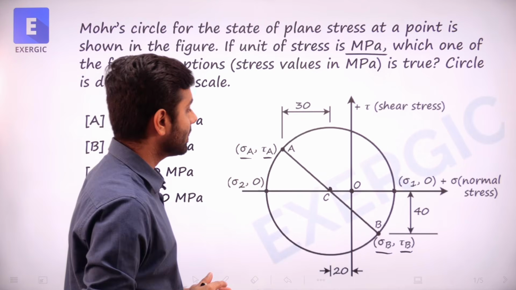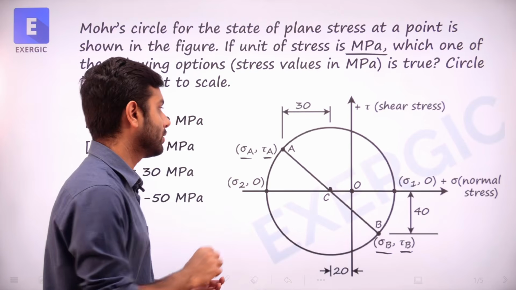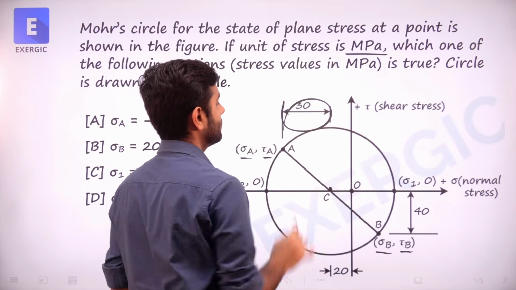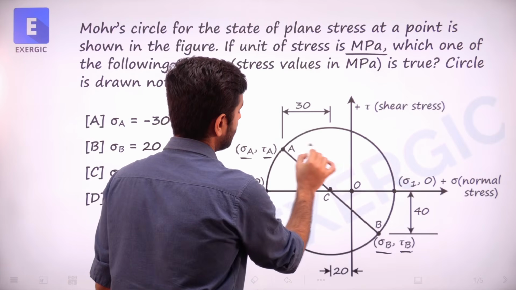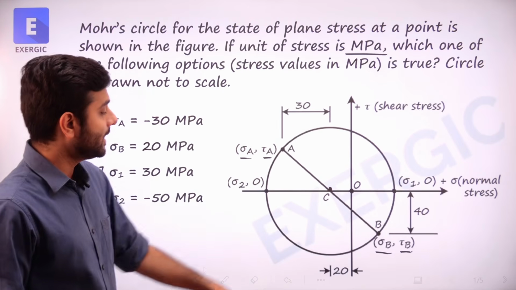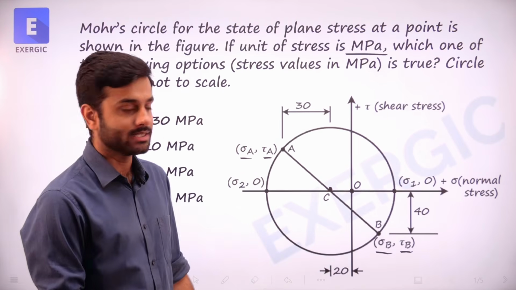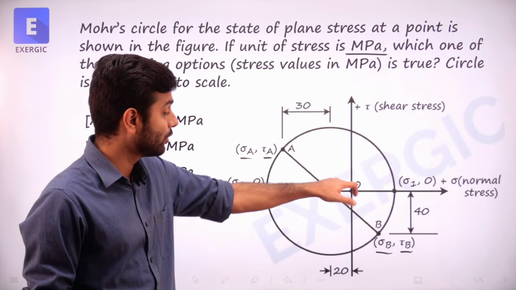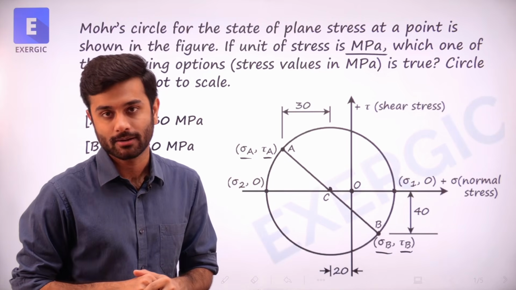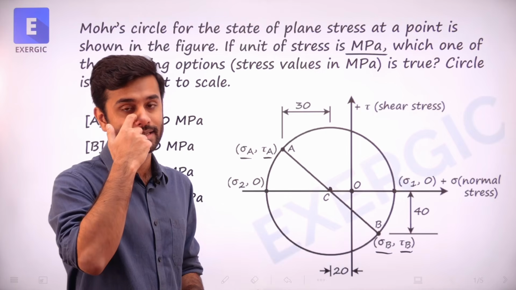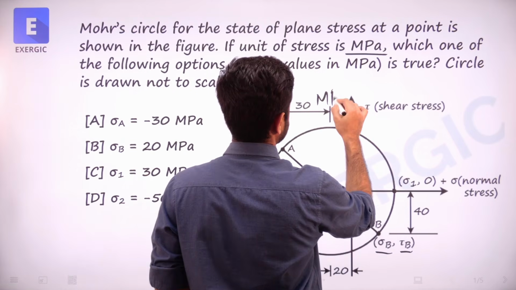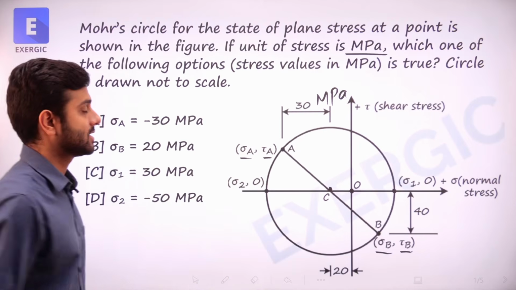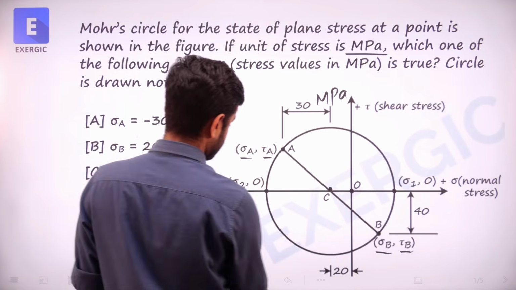Other than that, there are two numerical values given to you. One is 30, which is the horizontal distance between point A and point C, and next is 20, which is the horizontal distance between the origin and the center of the Mohr circle. This is in megapascal, as the question has already told you. Unit of stress is megapascal. This is also in megapascal.